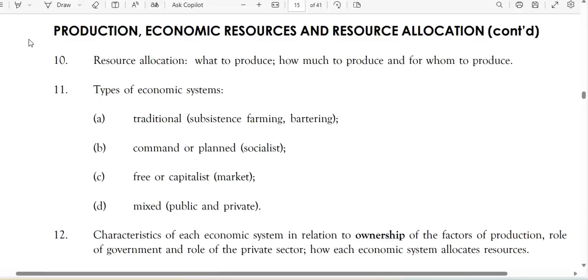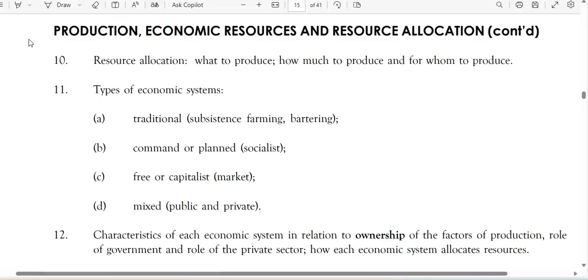The bartering system is the exchange of goods or services without using money. And this is an example of a traditional economic system. It requires a double coincidence of wants, meaning that each party must want what the other is offering. Example, a farmer exchanges yams for fish with a fisherman.